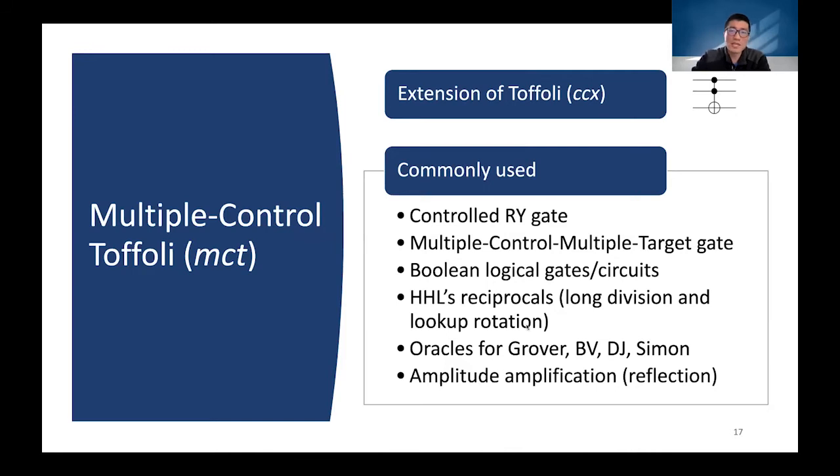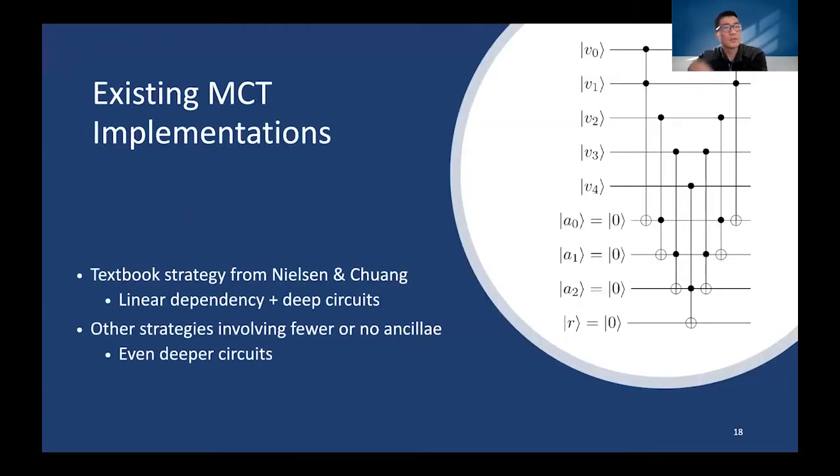So what I wanted to say here is, multi-control Toffoli gates are very widely used by a lot of other quantum computing techniques. So it makes sense for us to have a very optimized version of MCT available. There already exist a lot of strategies for implementing multi-control MCT gates. The most prominent would probably be the textbook strategy from Nielsen and Chuang, with a visualization shown here.